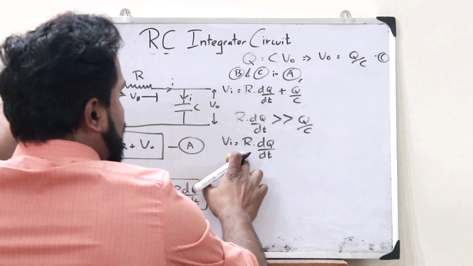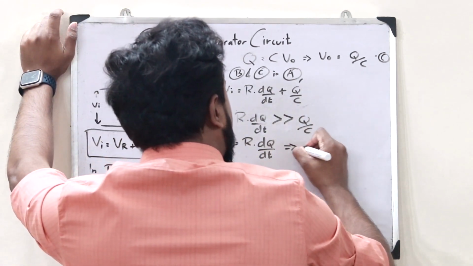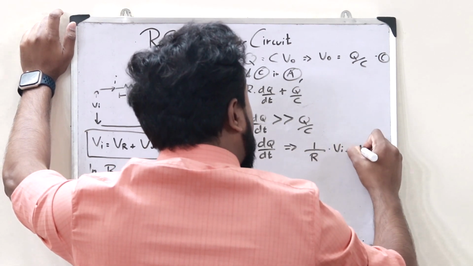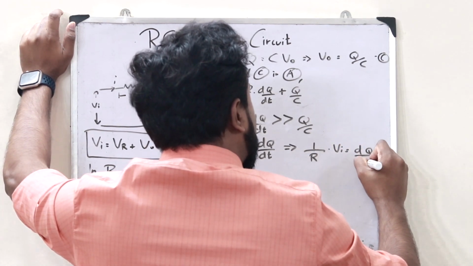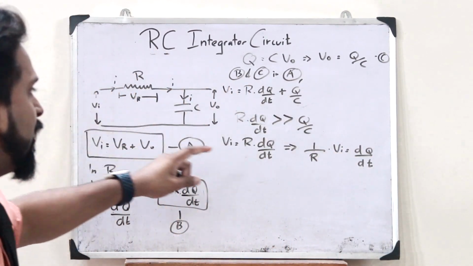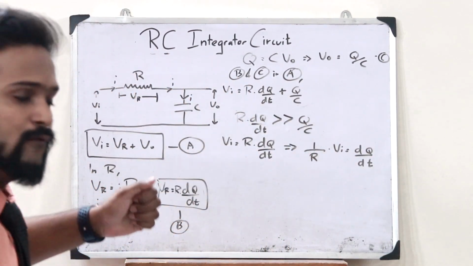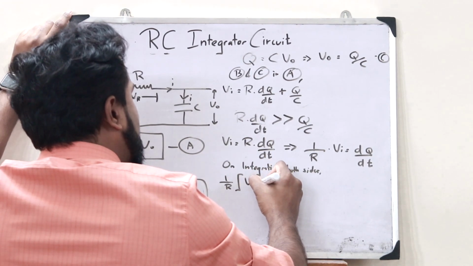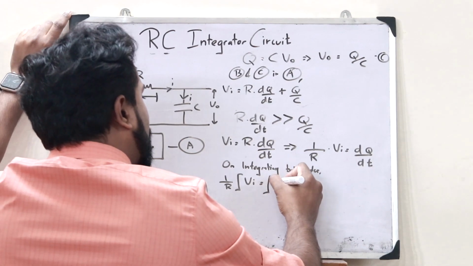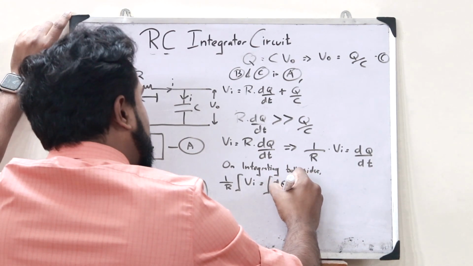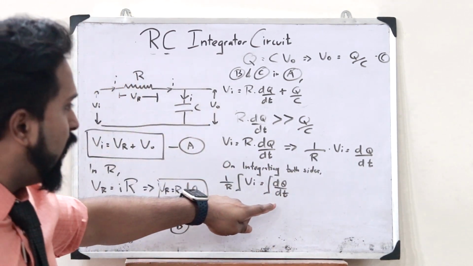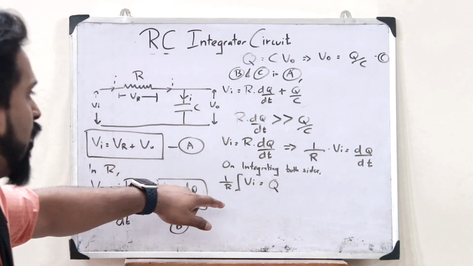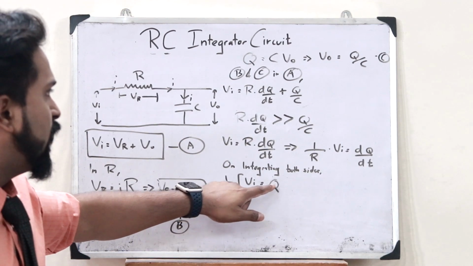Taking R over here, we have 1 by R multiplied by Vi is equal to dq by dt. Now on integrating both sides, we get 1 by R times the integral of Vi is equal to the integral of dq by dt. The integral of dq by dt is nothing but q. So 1 by R times the integral of Vi is equal to q.